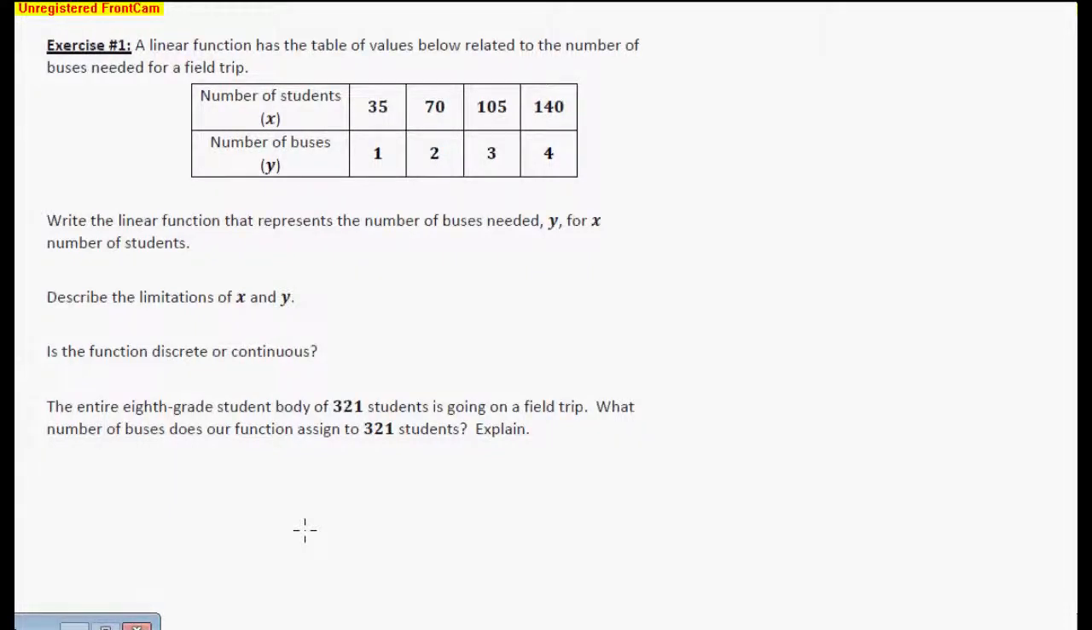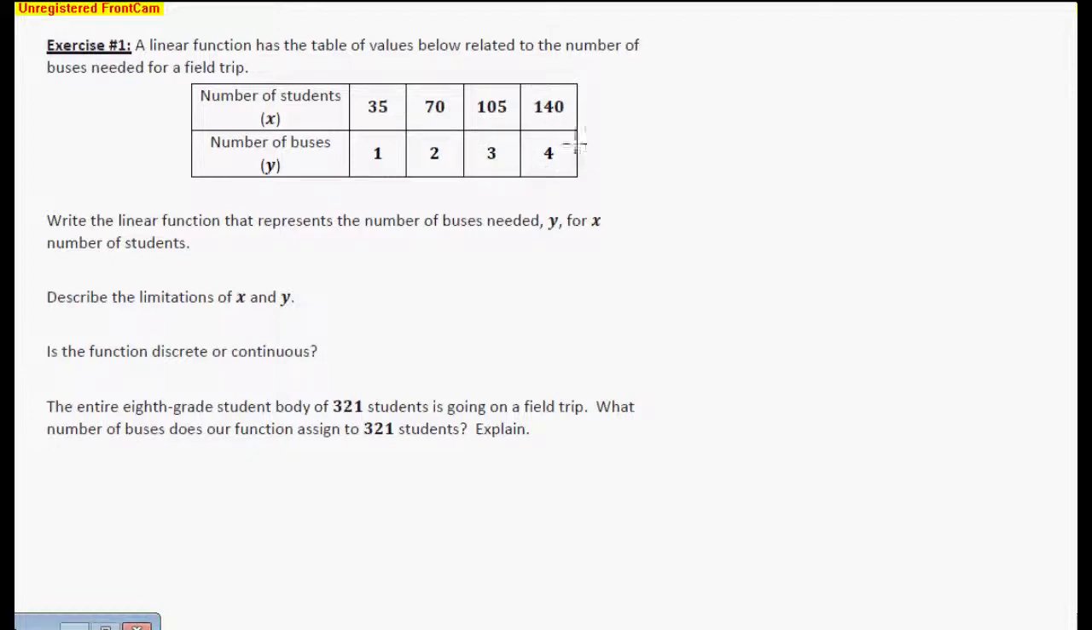All right, today we're doing the section called More About Functions, and let's just jump right into exercise number 1 here, and we'll figure things out as we go. It says a linear function has the table of values below related to the number of buses needed for a field trip. So we have number of students be 35, we would need one bus. And if the number of students is 70, then we need two buses, etc.